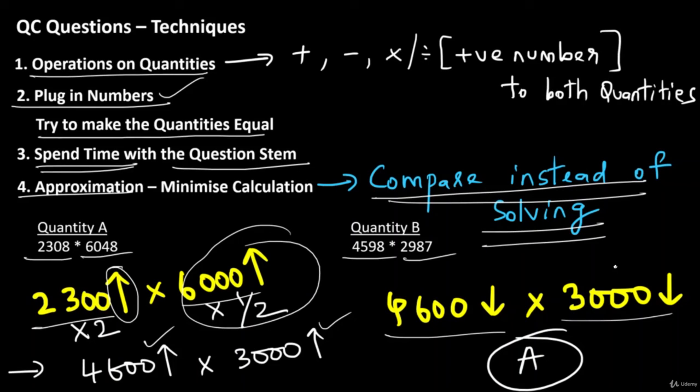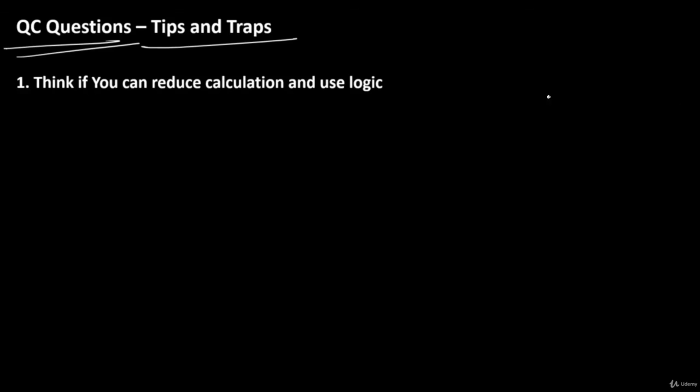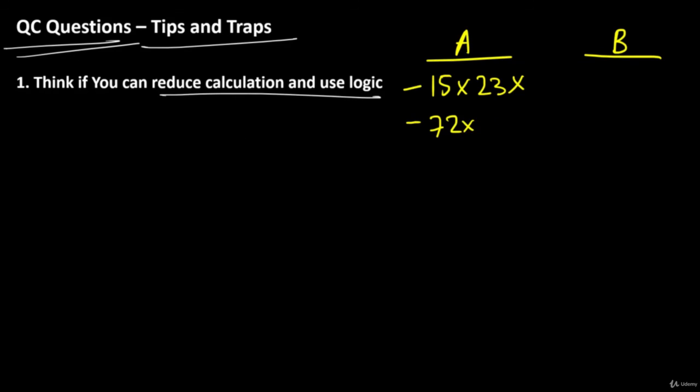Now, before we end this video, let's quickly have some tips and traps about QC questions. The first thing is, think if you can reduce calculations and use logic. Let's take an example. I have quantity A as minus 15 into 23 into minus 72 into minus 83. Quantity B is 29 into minus 43 into 68 into minus 197. Now, if you take your calculator and do this calculation, it will waste a lot of your time, right?